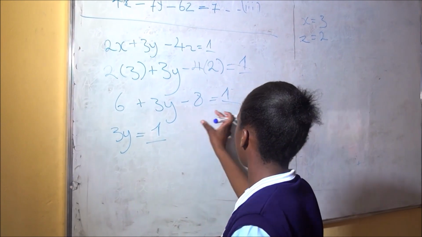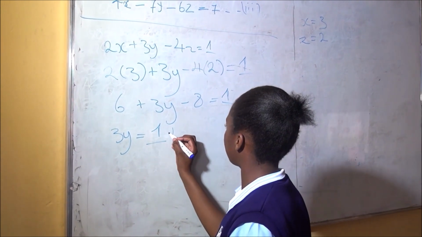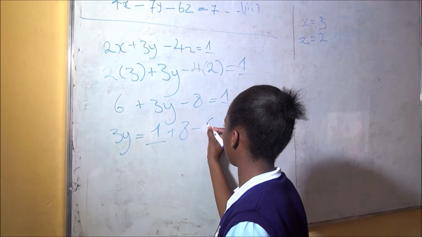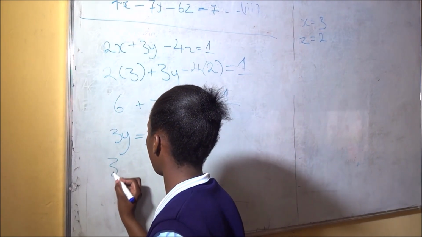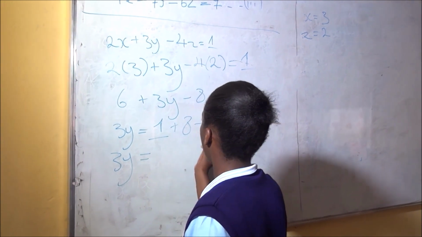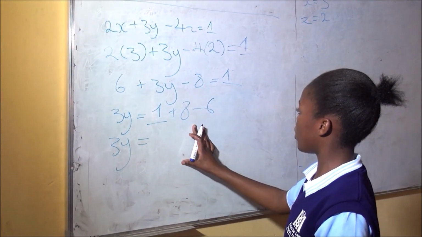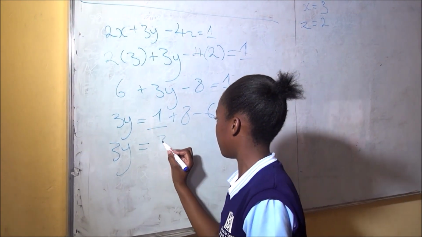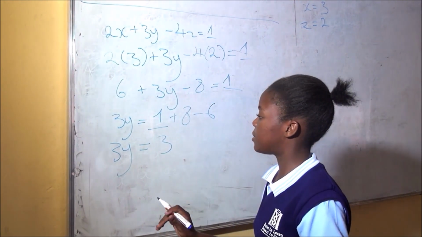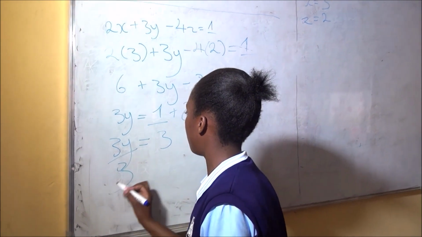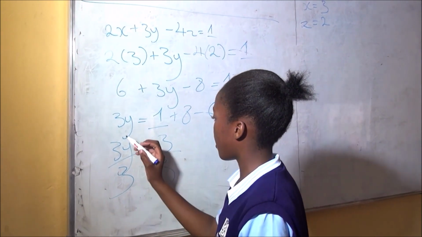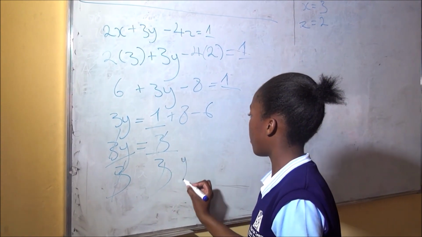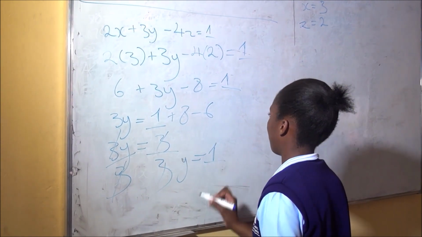When 8 crosses the equal sign, it's going to be plus 8. Then when 6 crosses the equal sign, it's going to give us negative 6. So here we're going to have 3y, which is equal to, here when we say 1 plus 8, it's going to give us 9. Then 9 minus 6, which is going to give us 3. So here we're going to divide both sides by 3 for us to find the value of y. So there we're going to cancel there and there. So here we're going to have y is equal to 1.